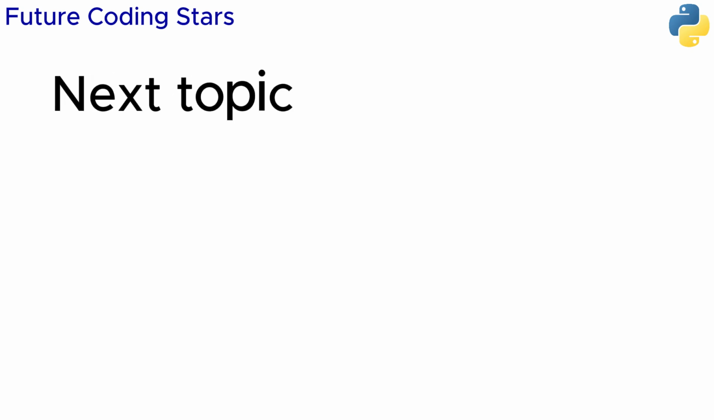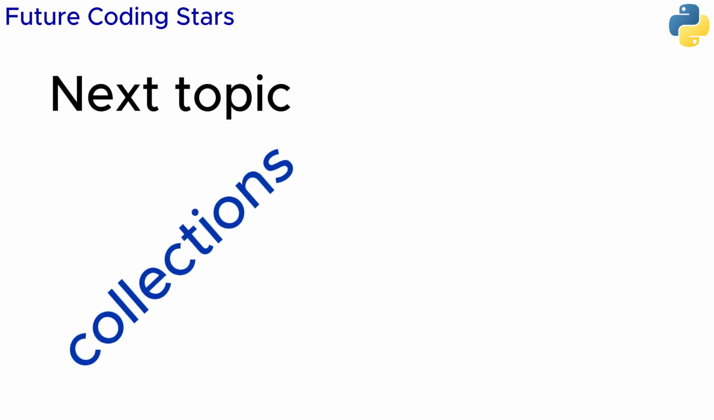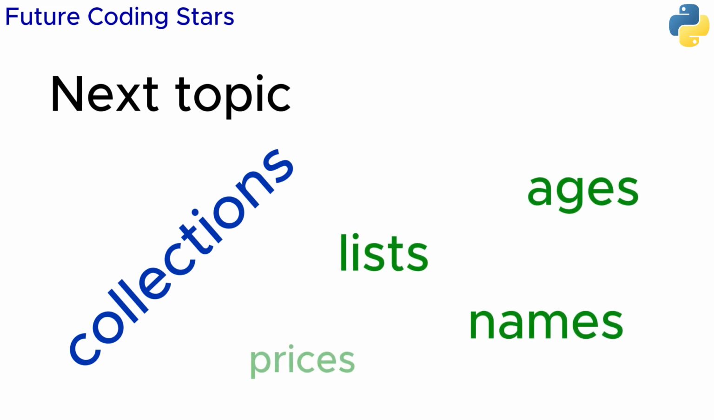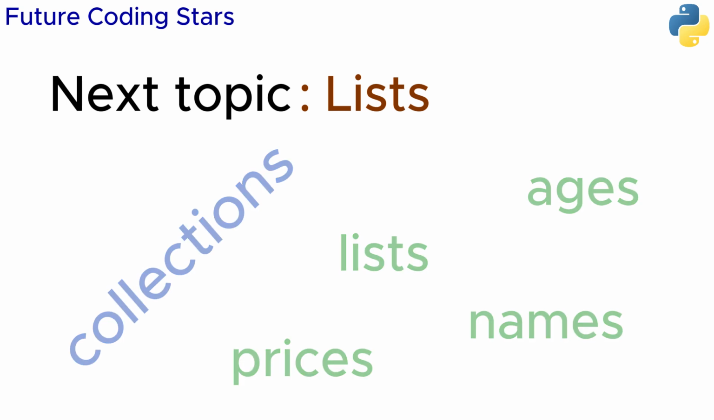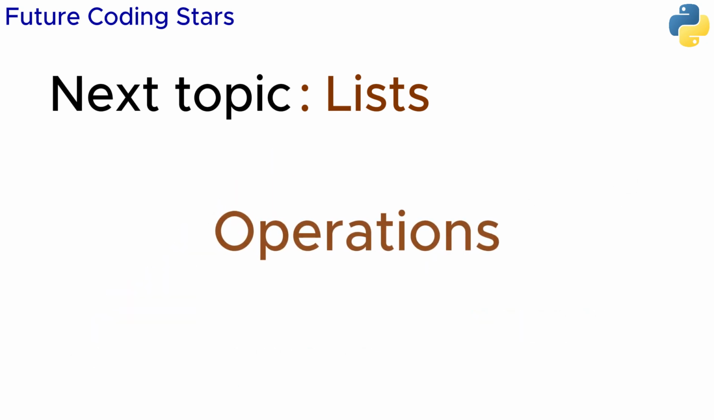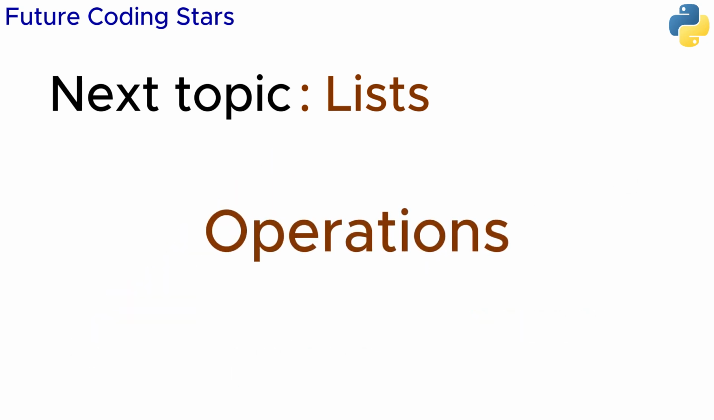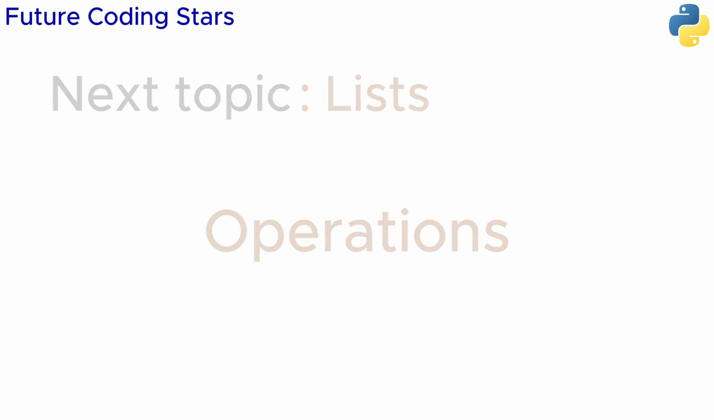We've dealt with sequences of characters, strings, but what about handling collections of different types of data, like a list of names, ages, or prices? That's where lists come in. In the next video, we'll explore lists and all the amazing operations you can perform on them. It's another fundamental Python data structure you need to know.